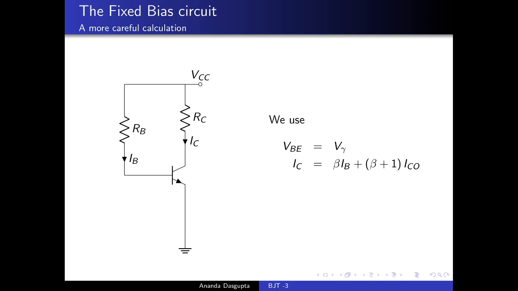Contrast this with the common base amplifier. There, of course, if you wanted the active mode, then the emitter would have to be negative with respect to the base, whereas the collector would have to be positive with respect to the base. And this would mean that you can never achieve that with one single battery.